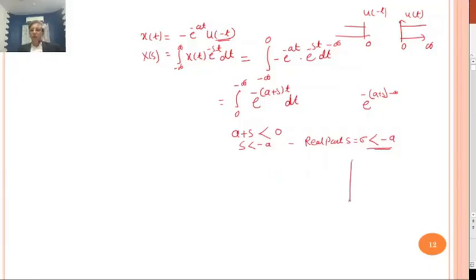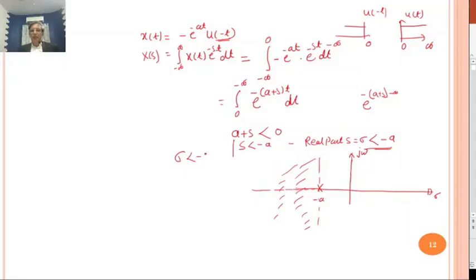In the region of convergence, sigma, this is j omega, this is minus a, means this signal is absolutely integrable, or we can find out the Fourier transform, Laplace transform of the signal for sigma less than minus a. Sigma less than minus a is the region of convergence.